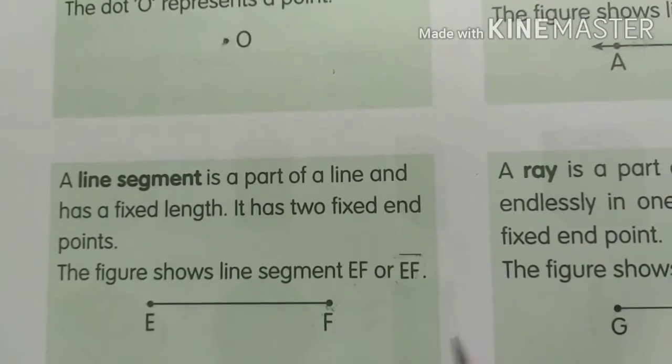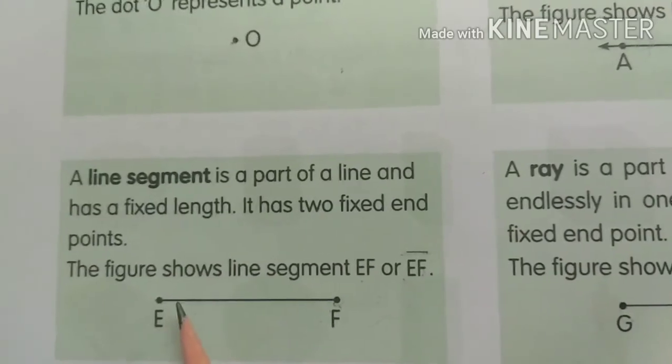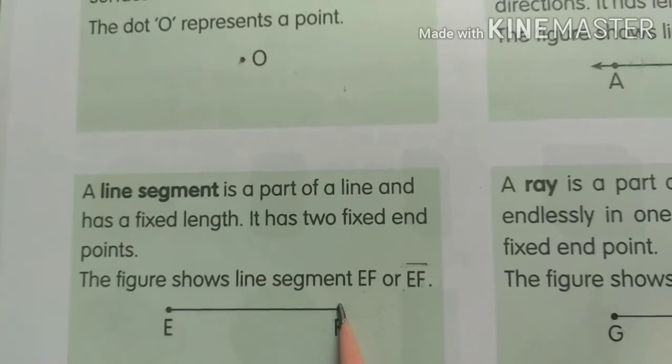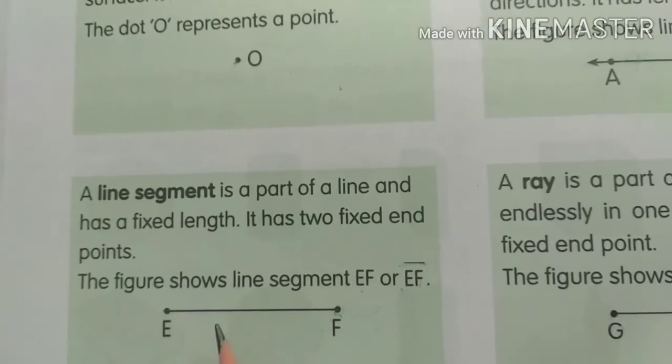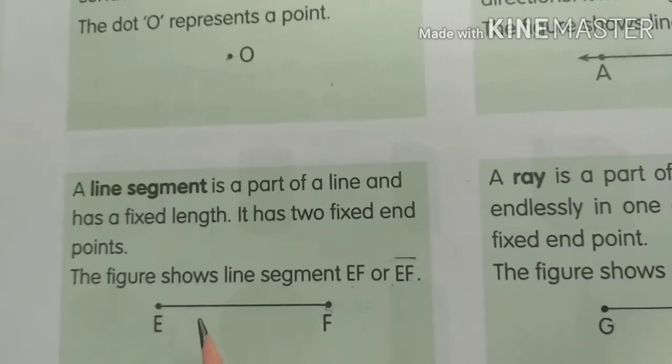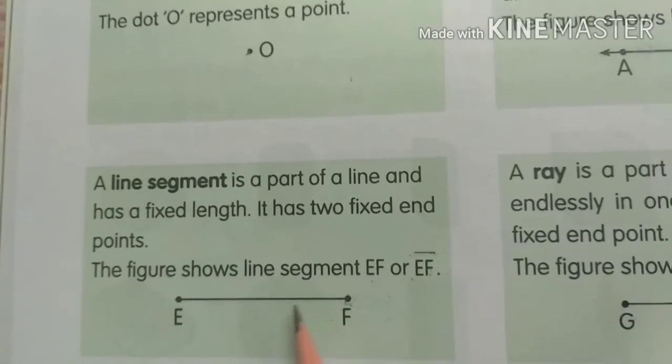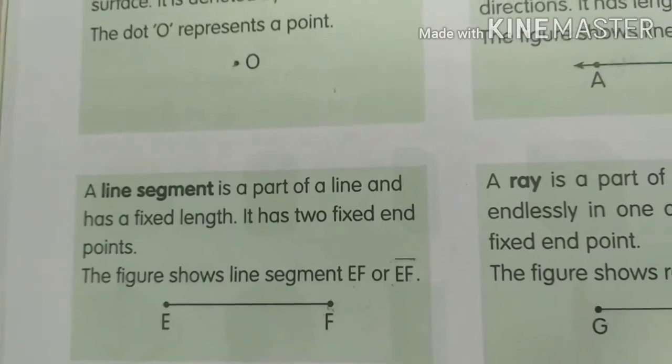In a line segment, both directions have end points. It has two fixed end points and a fixed length.